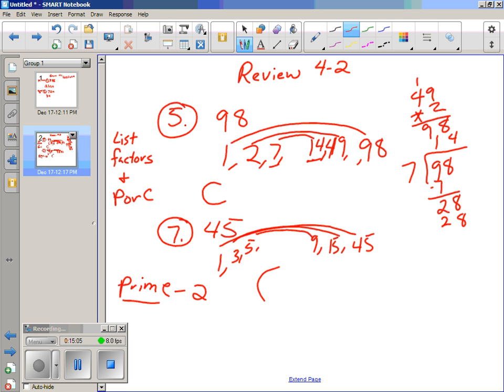Brennan, 3 is a prime number. Okay, then next one has to be a double-digit number. A double-digit number that's prime. Okay, go ahead. 11's a perfect one. 11. The only way to get 11, the only two factors 11 has is 1 times 11. We're done. We get it.